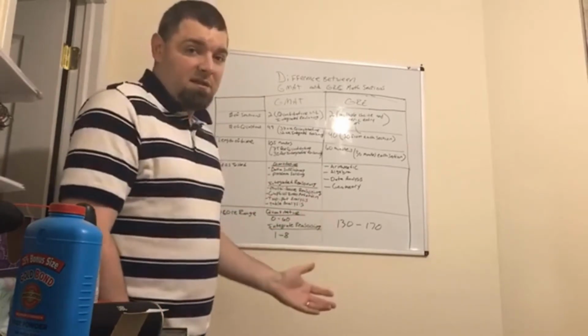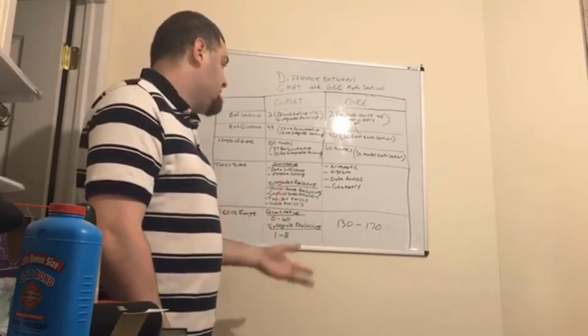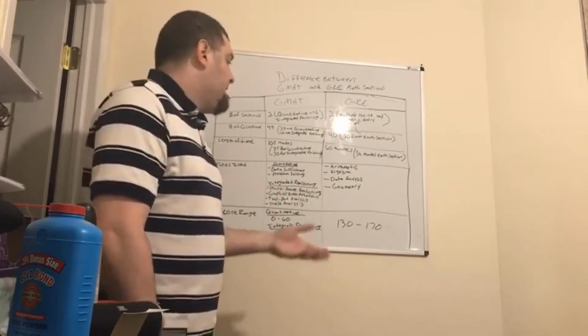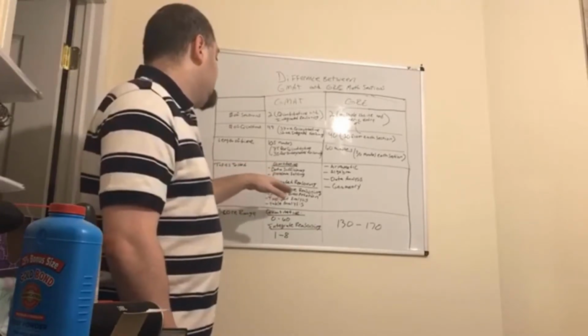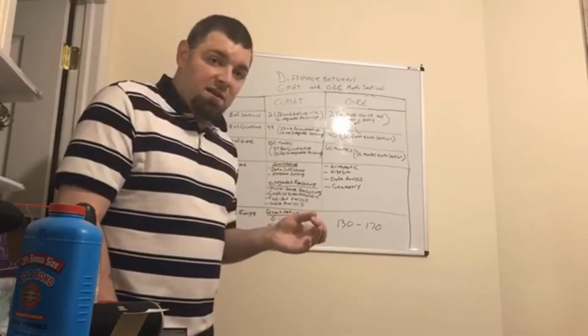The GRE, since it's mostly problem solving, covers these topics: arithmetic, algebra, data analysis, and geometry. Data analysis is kind of similar to data sufficiency and the interpretation. You have to look at what's given to you.